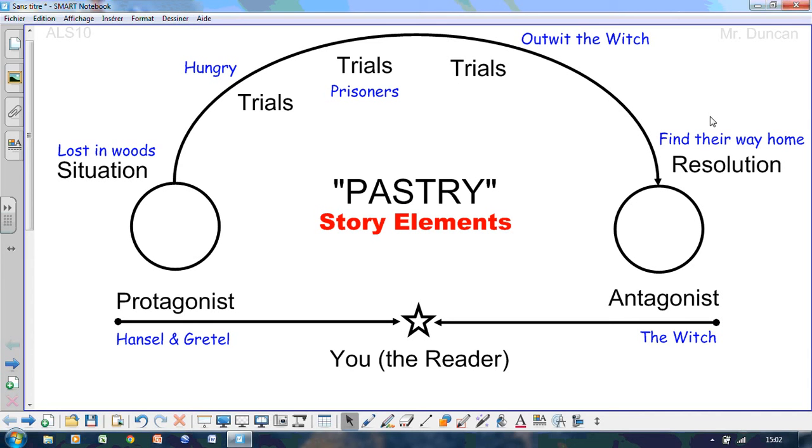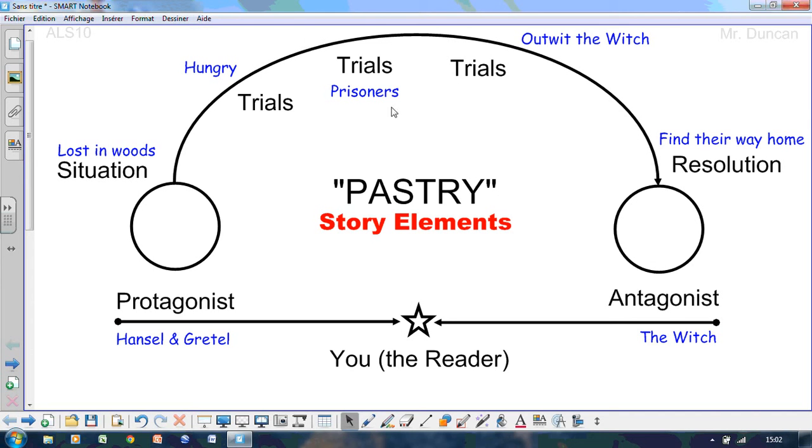Now, there are a lot of different versions of this story, and you've probably heard some different versions. We're just going to stick with my simplified one for the moment. So let's just review here. We've got Hansel and Gretel, brother and sister, lost in the woods, so hungry, eating the witch's cottage.